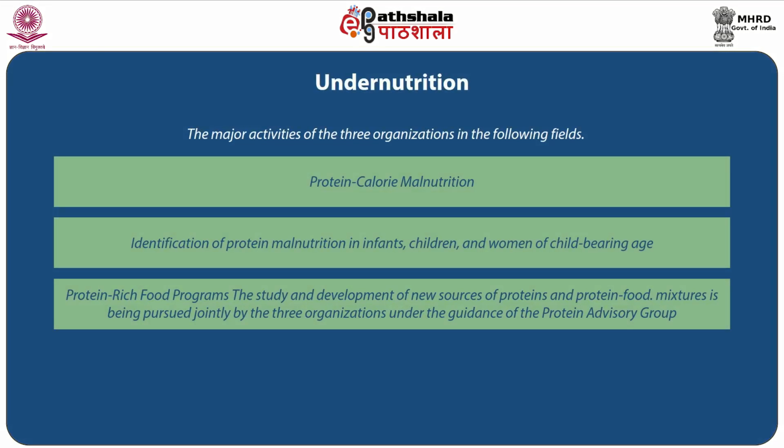The major activities of the three organizations in the field are as follows. Protein-calorie malnutrition: identification of protein malnutrition in infants, children, and women of childbearing age may lead to the development of several types of programs. Protein-rich food programs: the study and development of new sources of proteins and protein food mixtures is being pursued jointly by the three organizations under the guidance of the Protein Advisory Group.